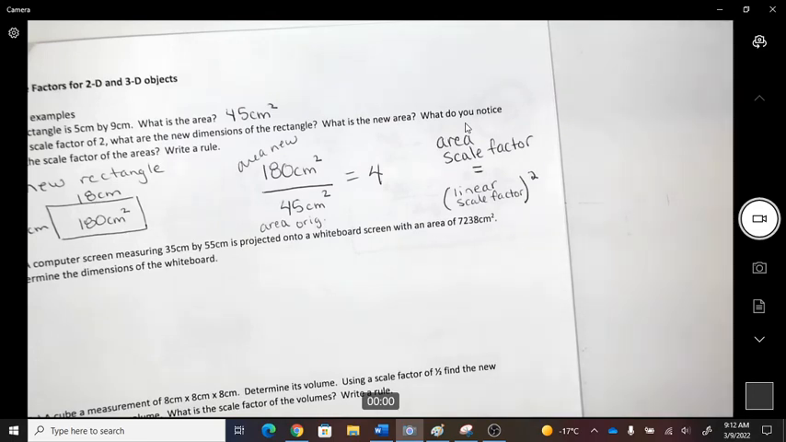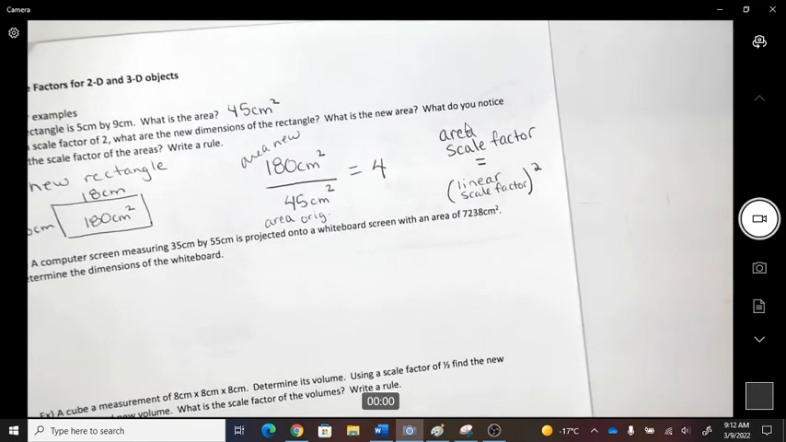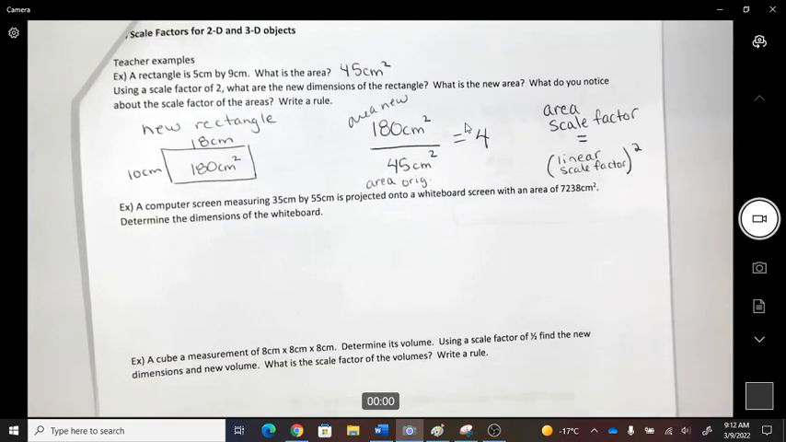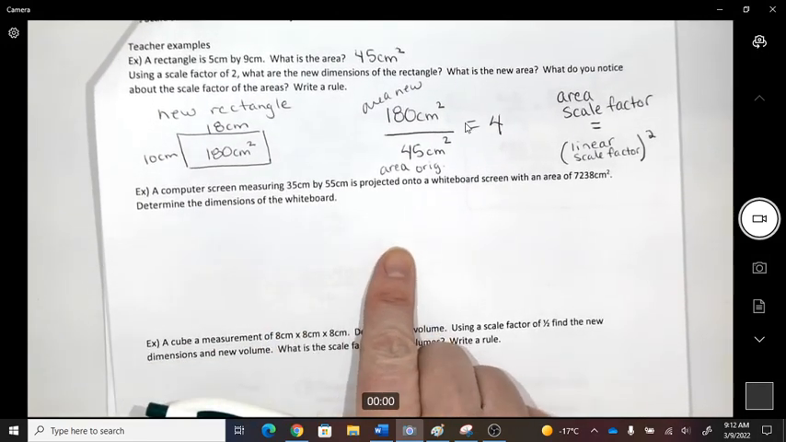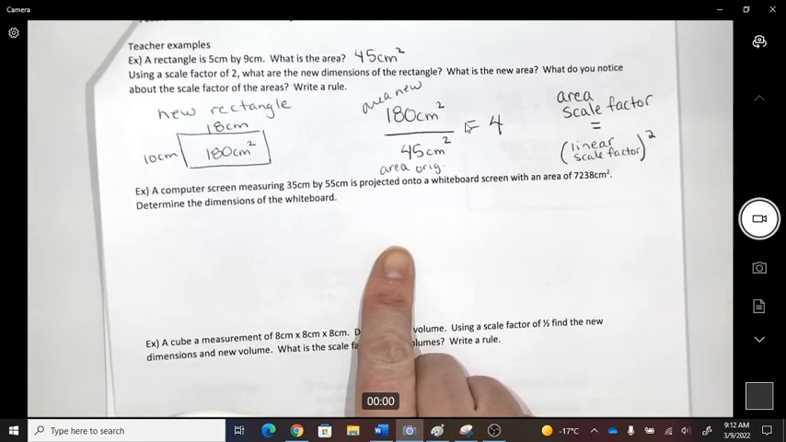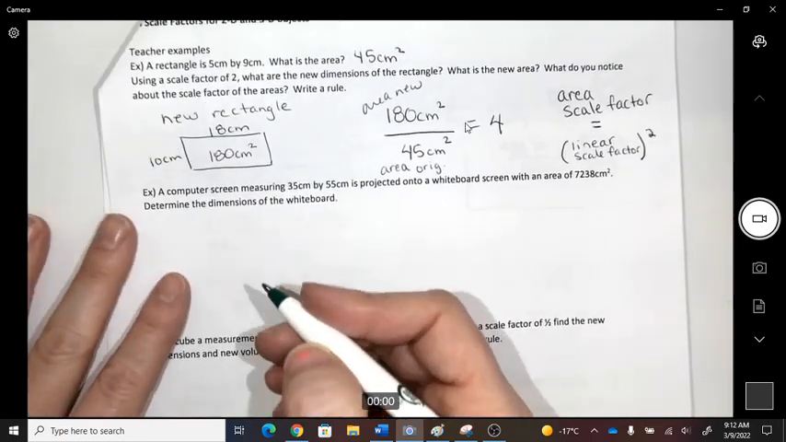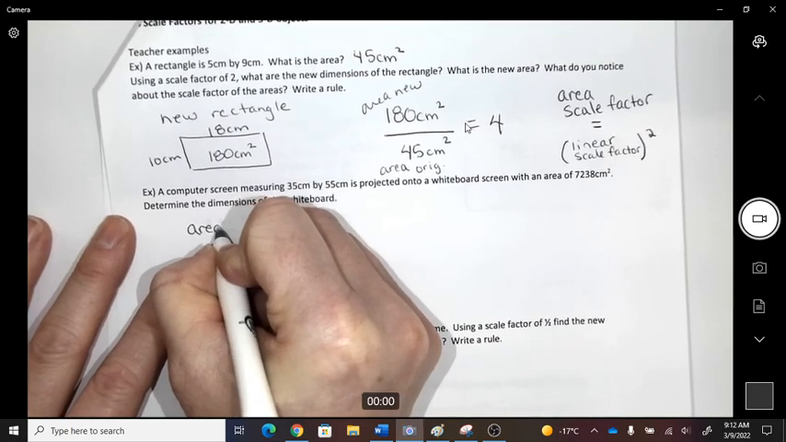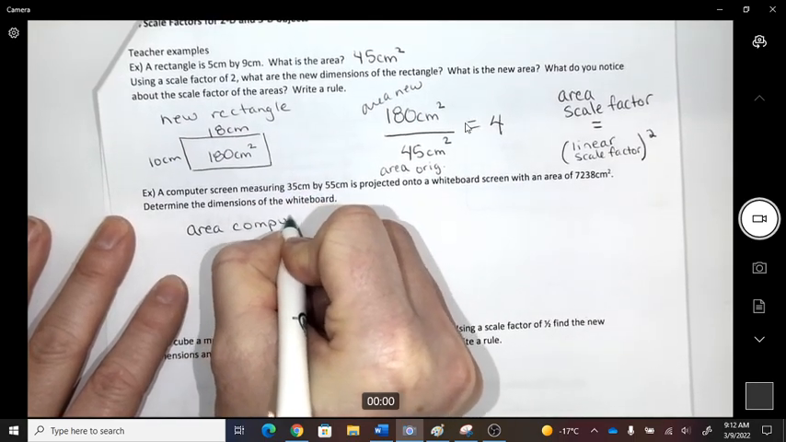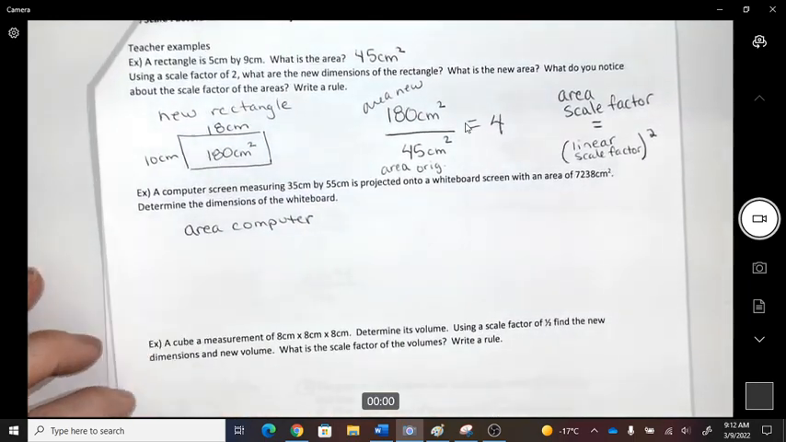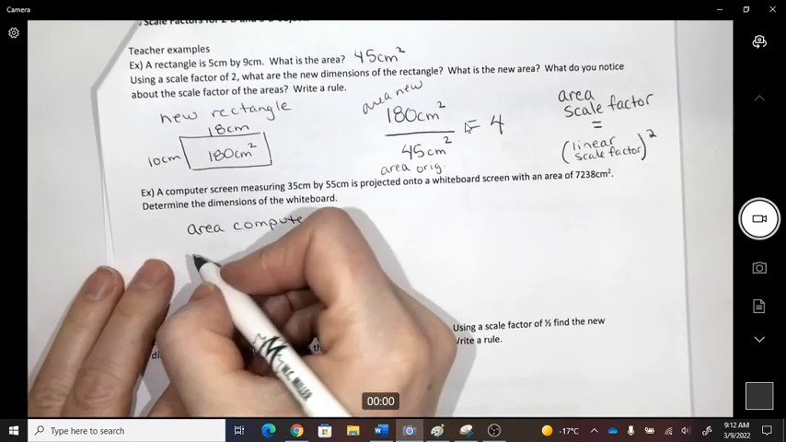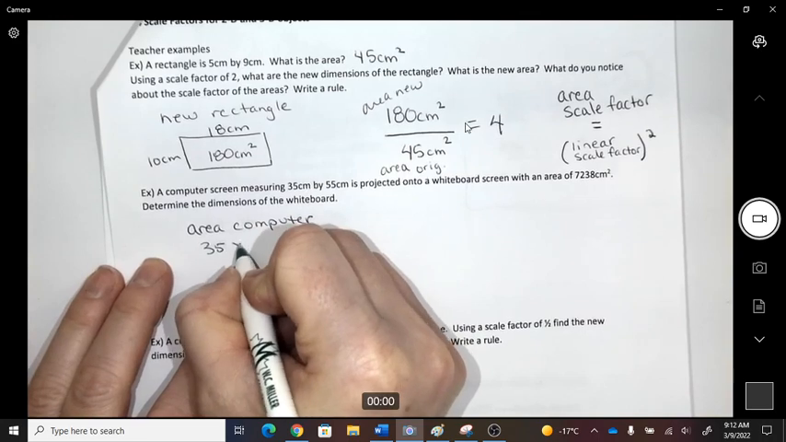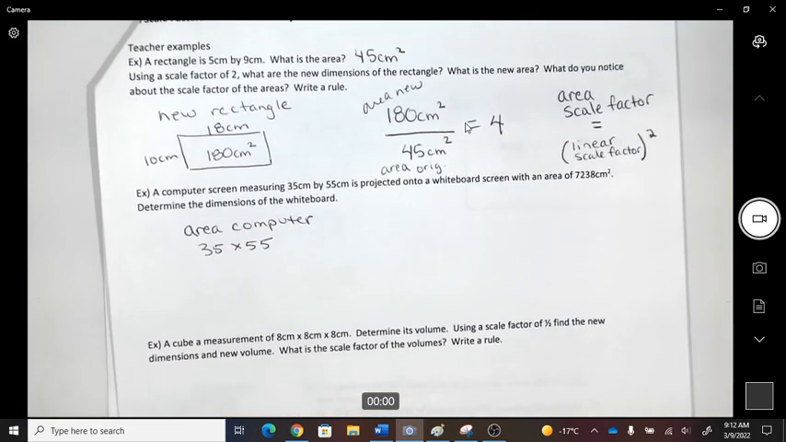Okay, you ready? Number 2. Okay, we had a computer screen and then we projected it onto a whiteboard. Okay, so let's get the area of the computer screen. Okay, so what's the computer area? So 35 times 55.